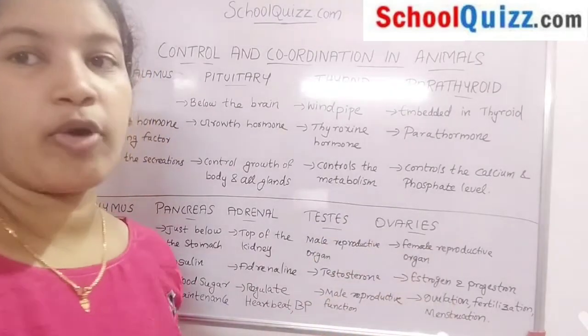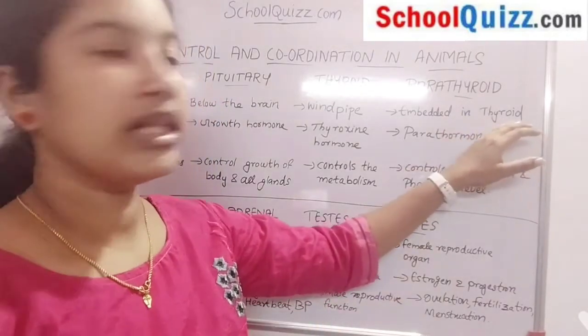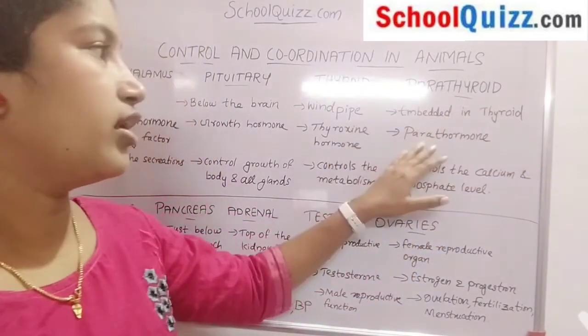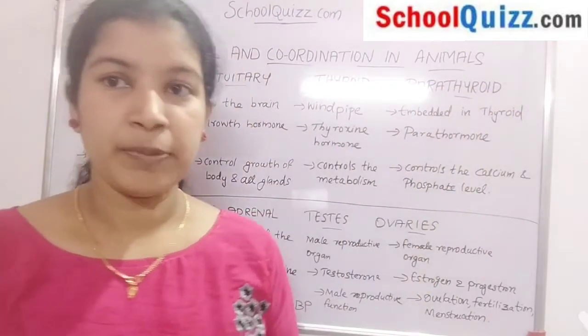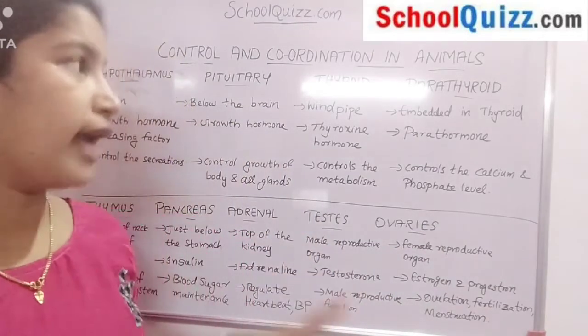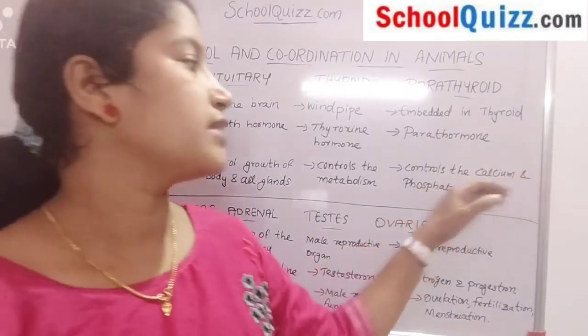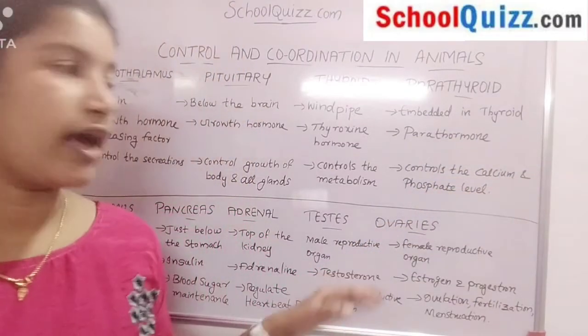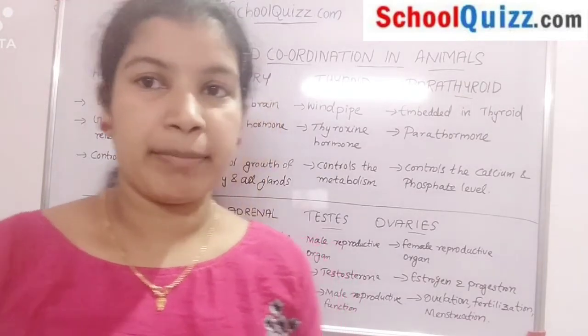The next gland is parathyroid gland. It is embedded in the thyroid, and parathyroid glands are 4 in number. So they are embedded, 4 in number, in the thyroid gland. It produces parathyroid hormone and it controls the calcium and phosphate level. This parathyroid hormone controls the calcium and phosphate level in our blood.